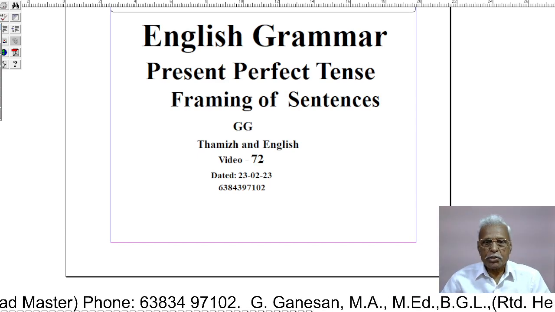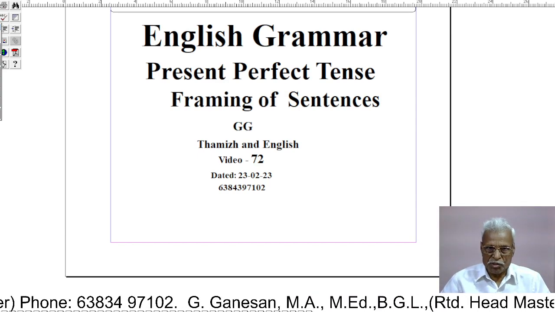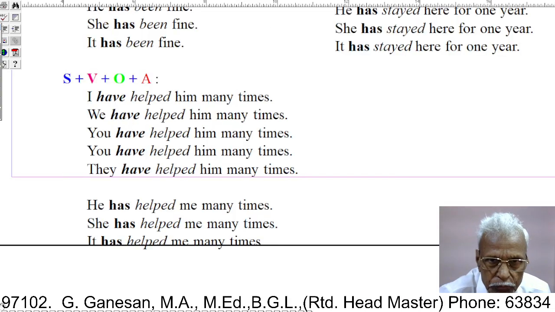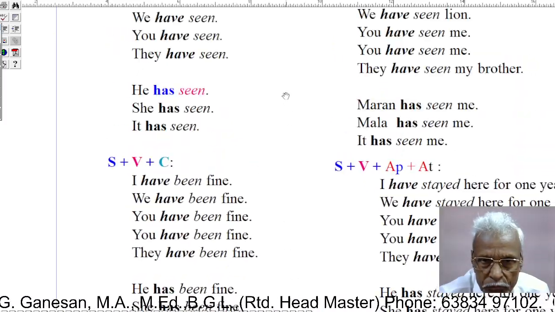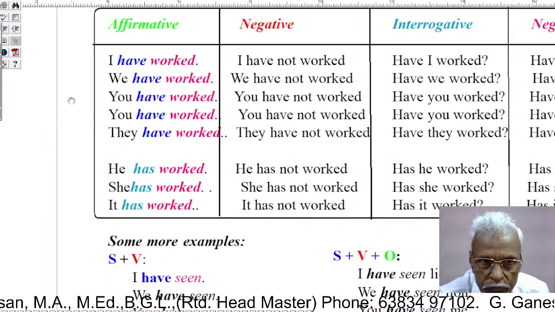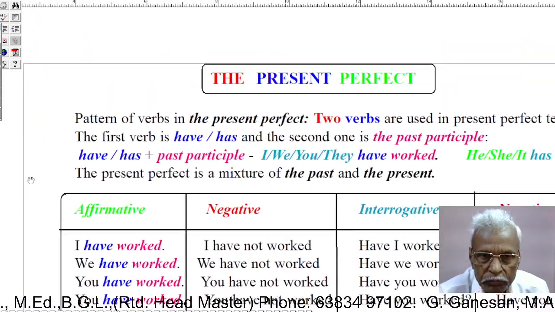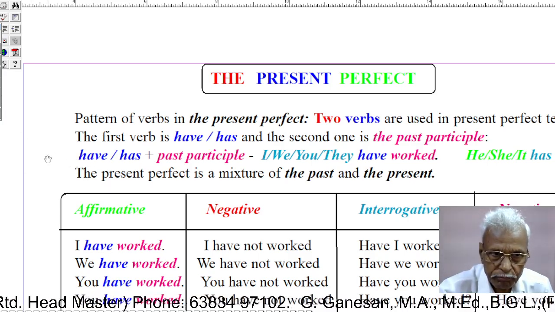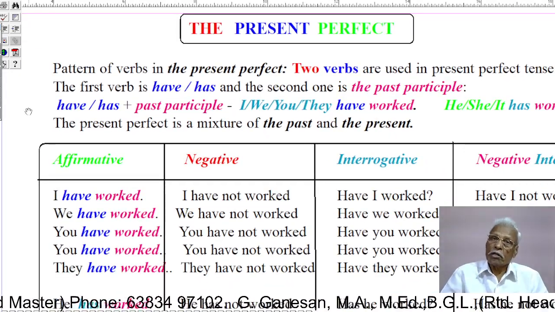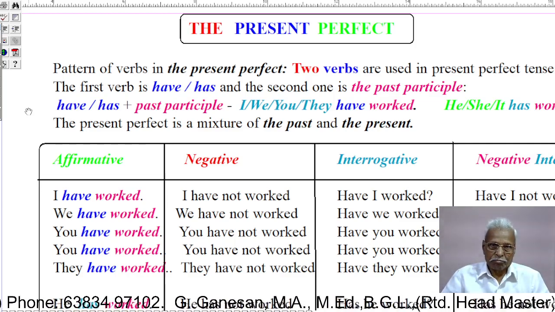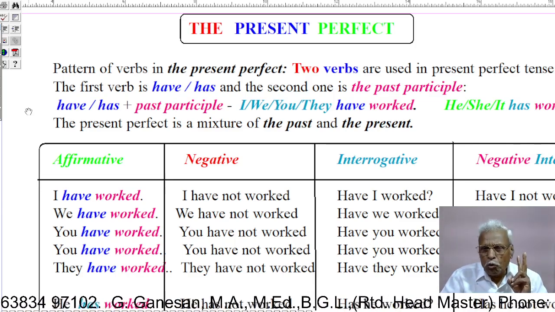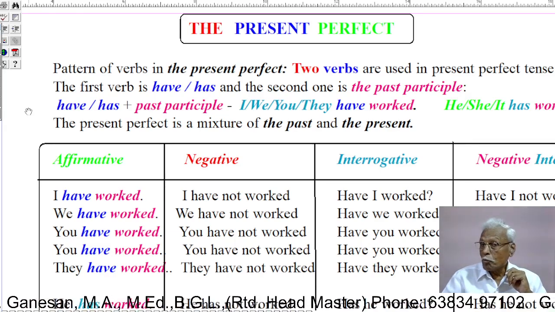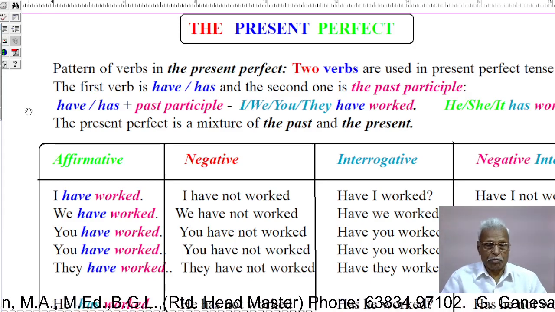English grammar, present perfect tense, framing of sentences, video number 72. The present perfect. You see, pattern of verbs in the present perfect. Two verbs are used in the present perfect tense. How many verbs are used? Two verbs are used in the present perfect tense.